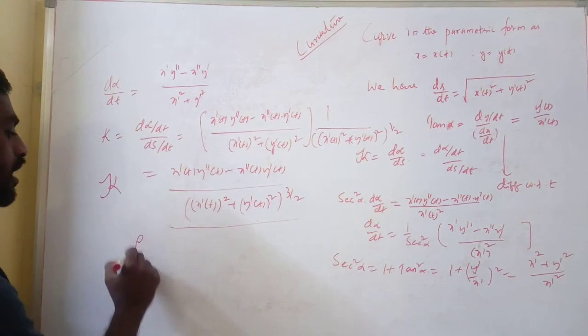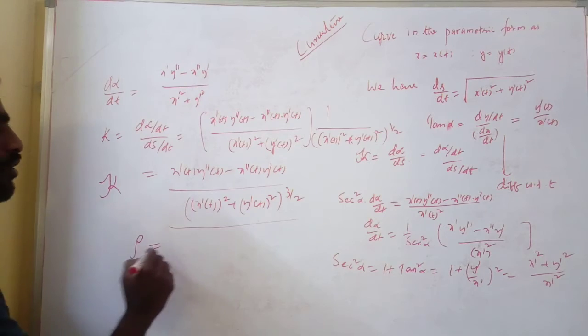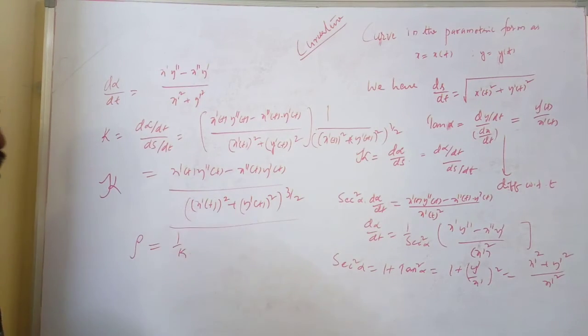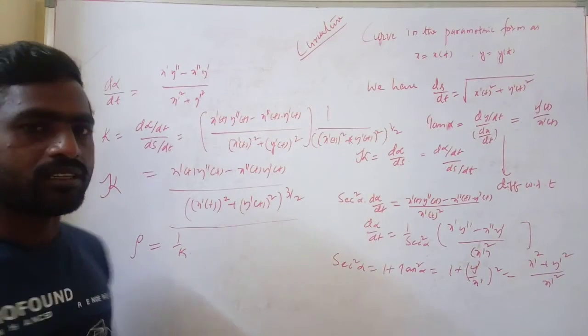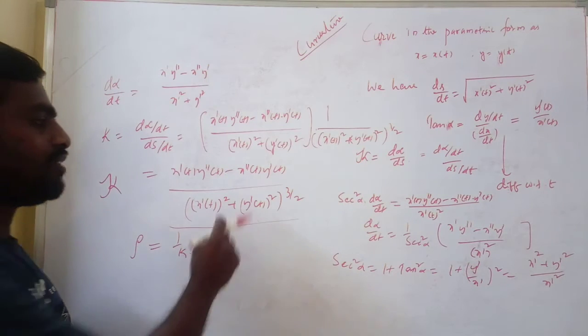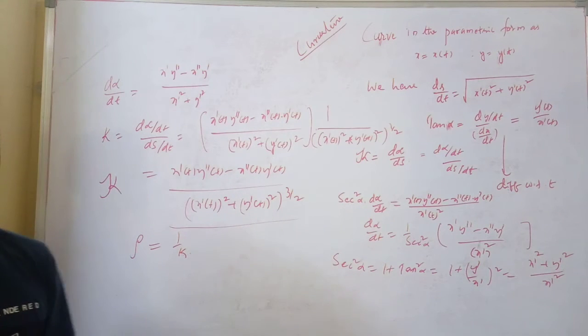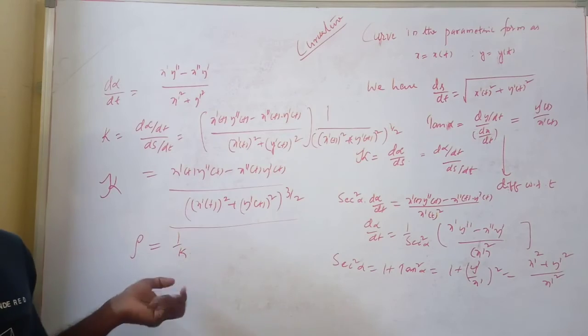Next you can derive the radius of curvature. Radius of curvature rho is equal to 1 by k. So 1 by k means we take the reverse of the curvature. The reciprocal of the curvature is called the radius of curvature.